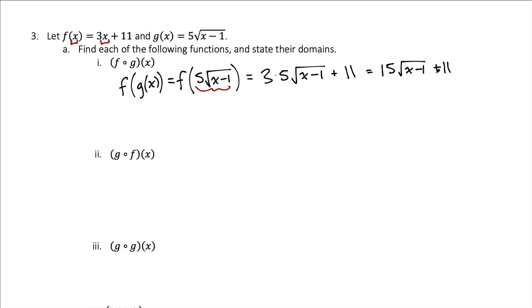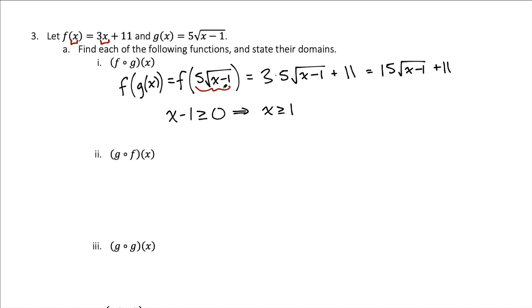So there's our function. We'd like to also state its domain. So, of course, our x is being plugged into g first, and so the domain of g is what we kind of need to work off of. So it's taking a square root of x minus 1, so we know x minus 1 has to be greater than or equal to 0. And that, of course, means that x has to be greater than or equal to 1.